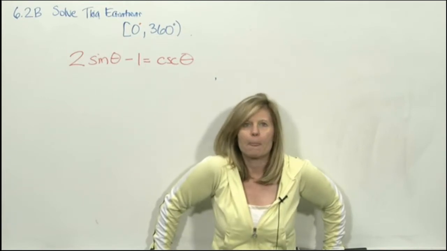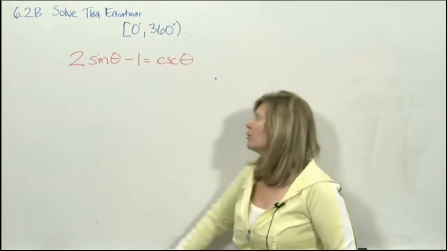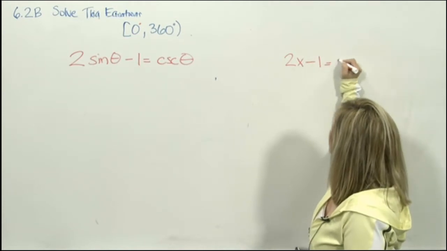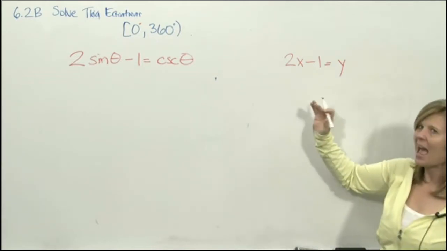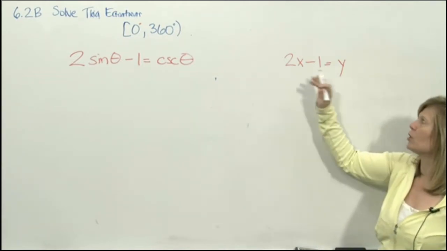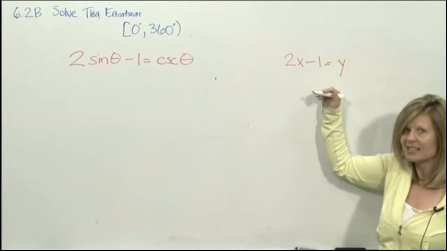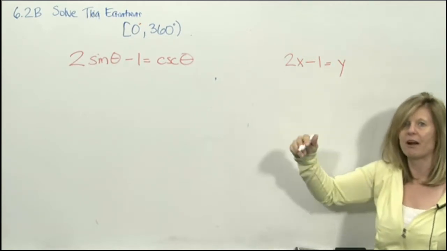So it's linear. The problem with this is there are 2 different trig functions. That would be like me asking you, hey guys, take this equation, 2x minus 1 equals y, and solve it. You can't solve that. You can never solve one singular equation with 2 unknowns. Yeah, you could draw me a picture of that, great, because it has an x and a y, but that's not solving. When you solve an equation, you have to have all the same variable.